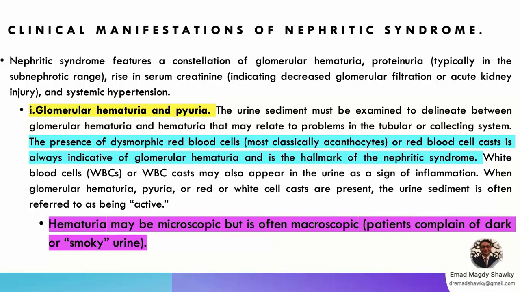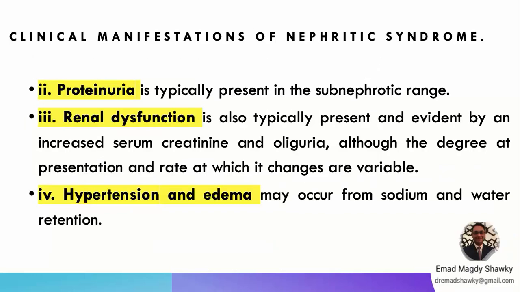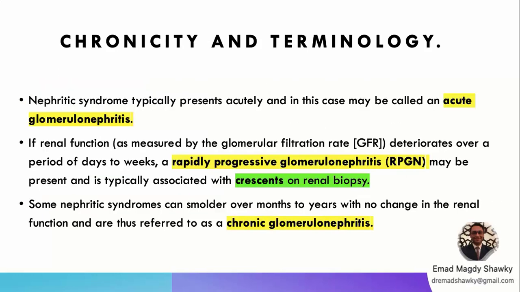Okay, I think this is very simple now. Proteinuria is typically present in the subnephrotic range. Renal dysfunction, we all know now. Hypertension and edema, I think I don't have to repeat this. It's quite clear now. Next, the degrees: the chronicity and the terminology.